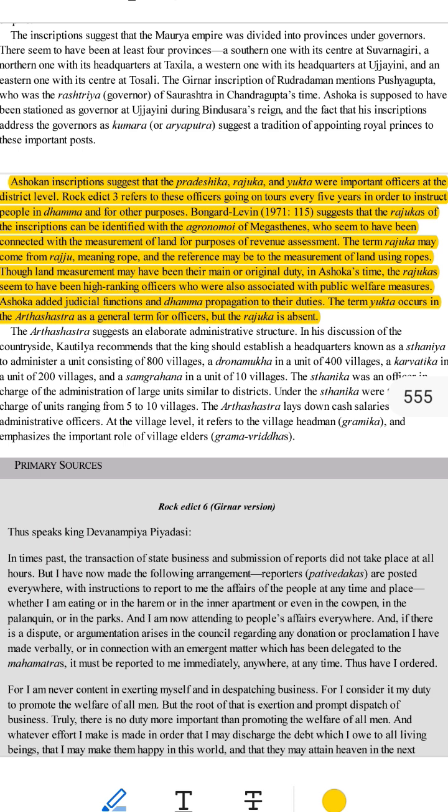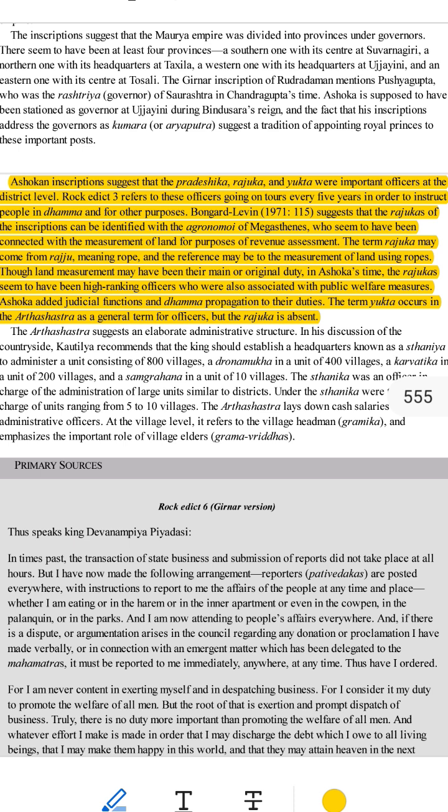7. Why did they go on tours? Ashoka cared a lot about spreading Dhamma and wanted everyone in his kingdom to be kind, honest, and good to each other. So he sent these officers on tours every 5 years to teach people about Dhamma, check how things were going in the district, and make sure people were following the rules.